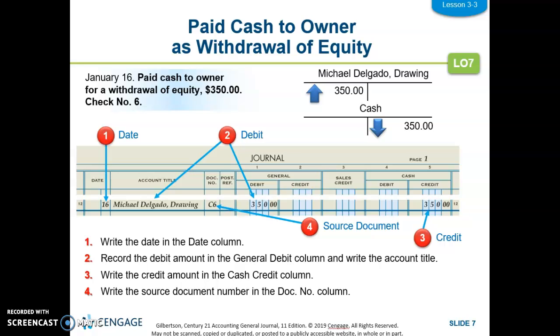So we will put in our date. We will also put in C6 for the document number. Our account title is Michael Delgado drawing. That will receive our general debit, and then our cash will receive our credit. Just make sure when you go throughout these that your debits and credits are equaling as you work throughout them.